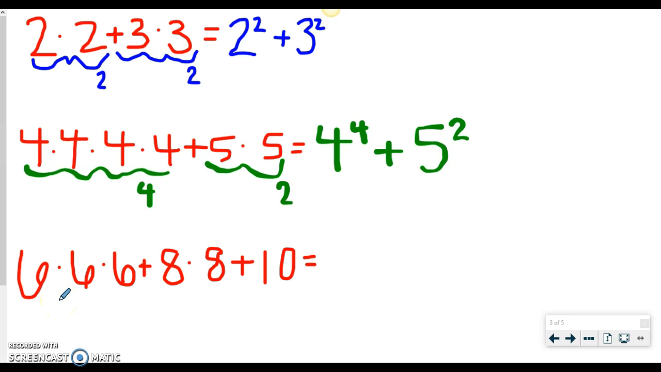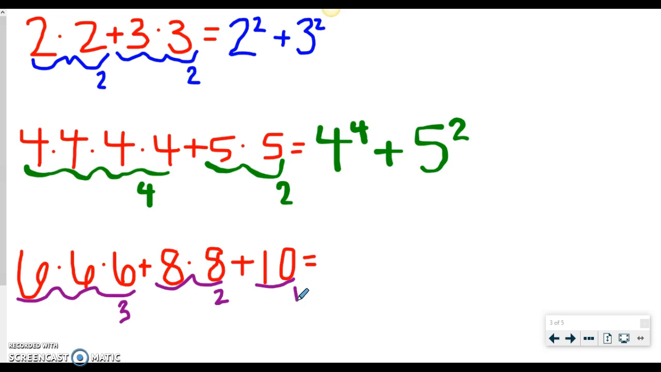Okay, first off, I will start by grouping the 6's together. And there are 3 6's, so I'll place the 3 right here. I will then group the 8's. And there are 2, so I'll place a 2 right here. And then there's only 1 10, so there's just 1 10.